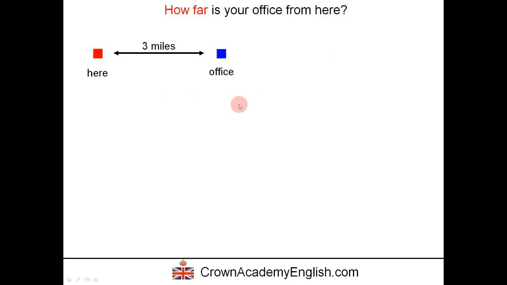So here is the answer. And here is how we say it. It's about 3 miles away. Okay, so don't forget the word away at the end. We could also say it's about 3 miles from here. That is fine. So it's about 3 miles away, or it's about 3 miles from here.